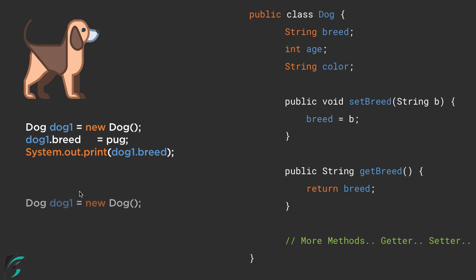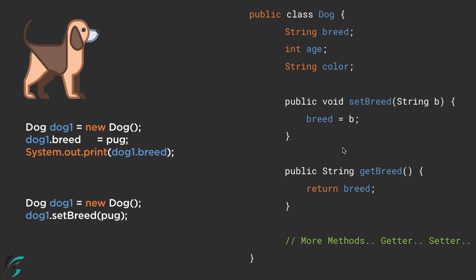On the left-hand side, we will use the same Dog dog1 equal to new Dog, but this time I will simply use the dog1.setBreed method and pass pug as a parameter. This pug is a string value. When this statement is executed, it triggers the setBreed method. The pug value comes in place of b, and b is assigned to the field variable breed. This breed and that breed are exactly the same, so the breed variable now gets the value of pug.